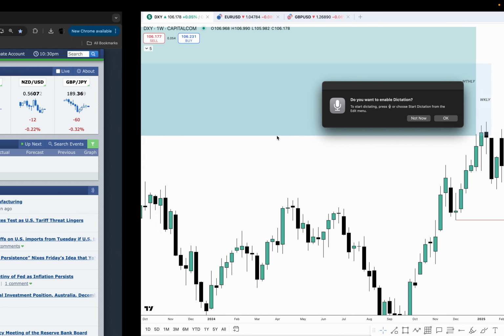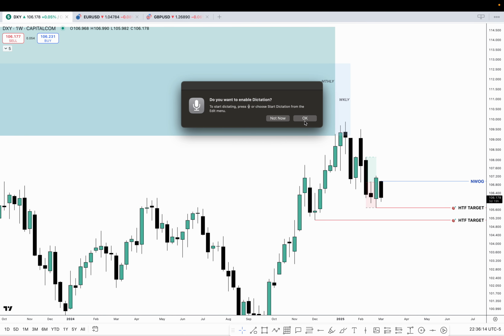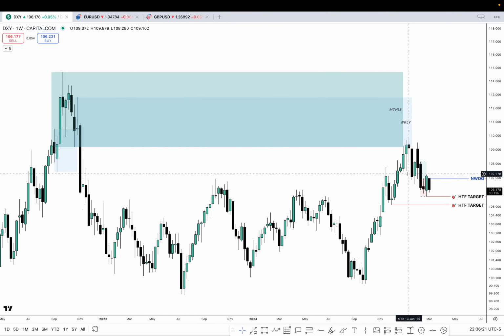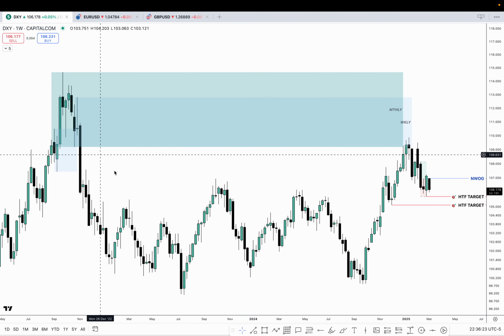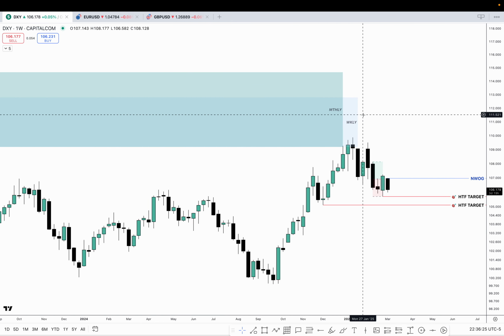So let's dive straight into price. On the DXY, what price has done is it has rejected this weekly order block right here, this monthly order block as well. And now what we are looking for is lower prices coming to target this higher time frame liquidity point. So that's literally it.